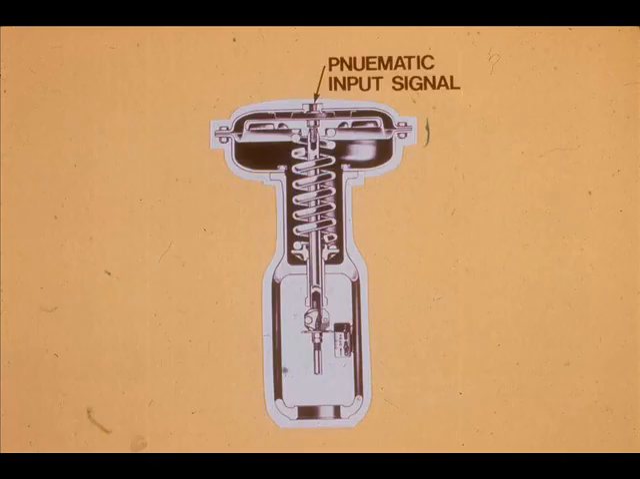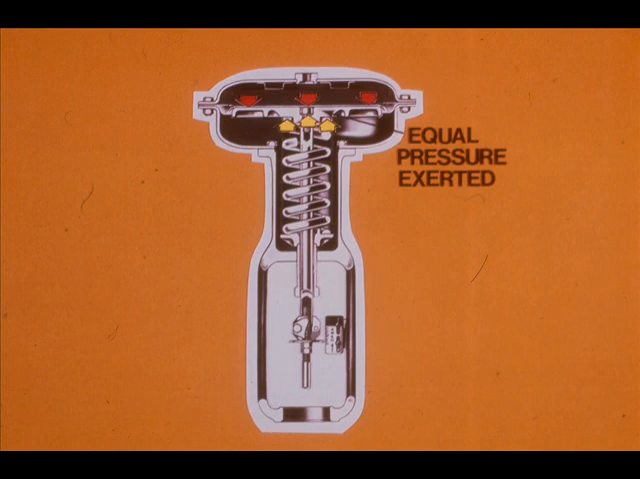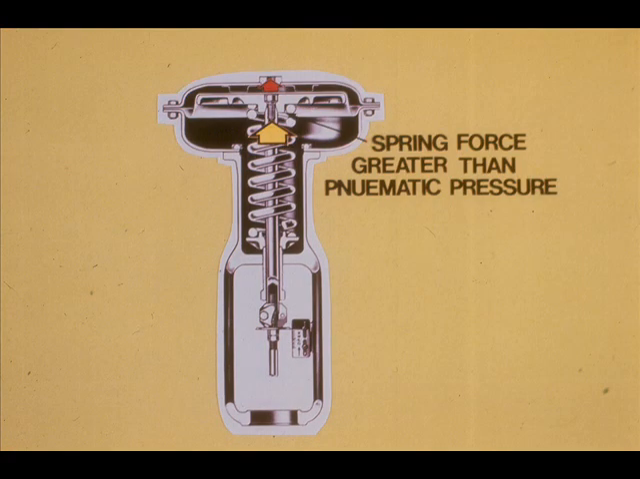The actuator operates as follows. The pneumatic signal, usually from 3 to 15 pounds, enters the upper diaphragm case. It forces the diaphragm down, opposing the spring. The actuator will move until the pressure on the diaphragm and the spring force are equal. If signal air is bled from the actuator, the spring will force the diaphragm upward.